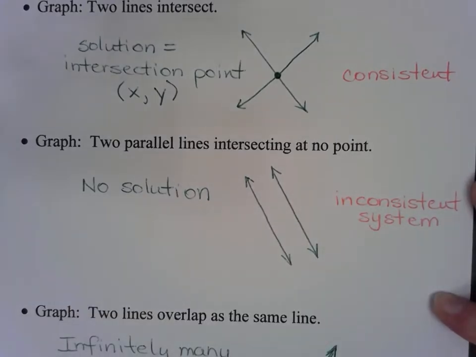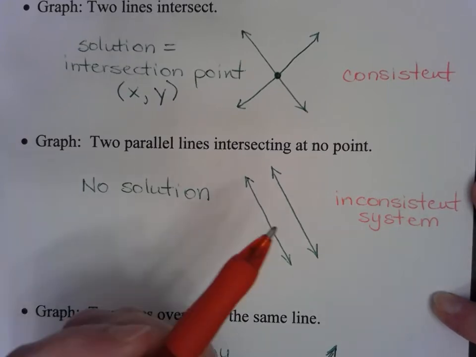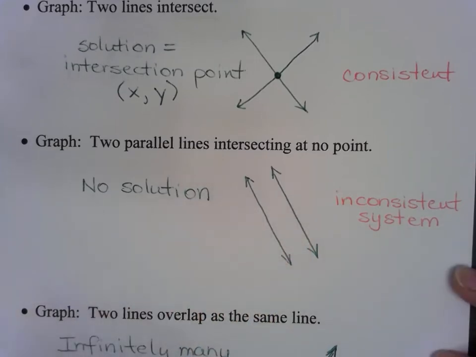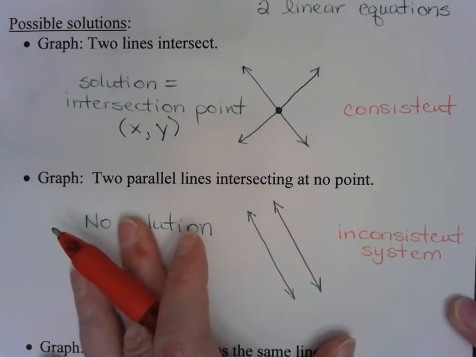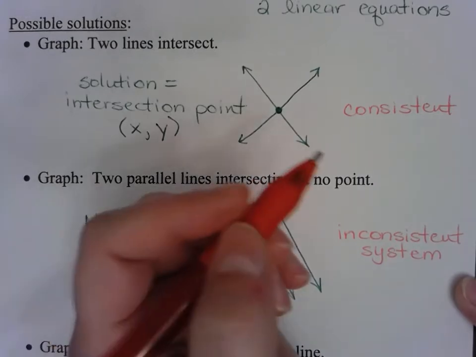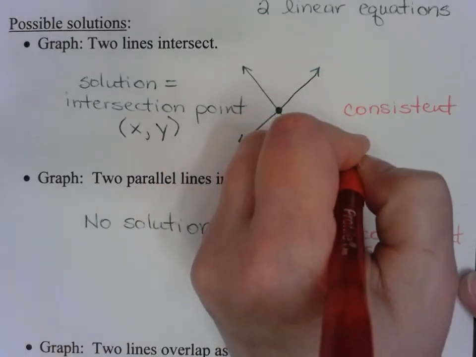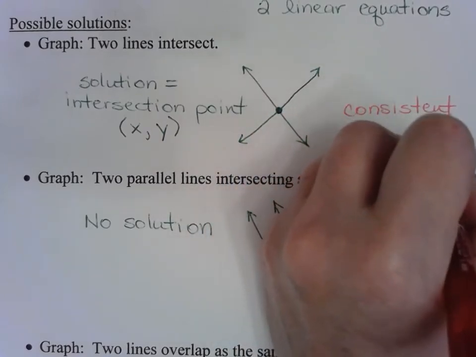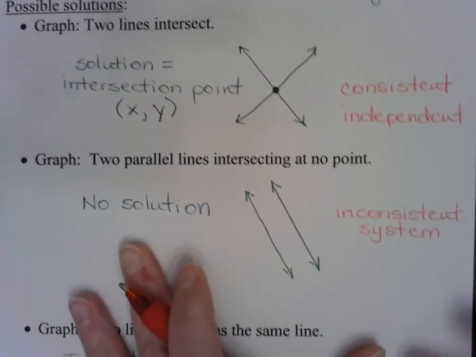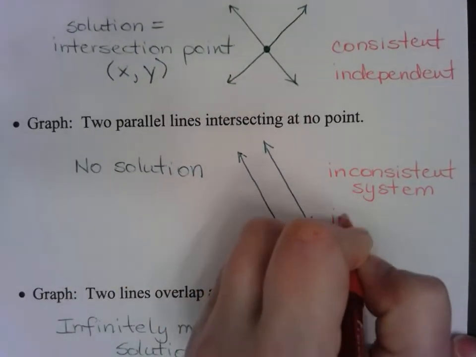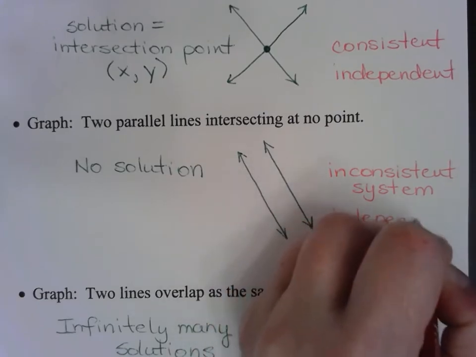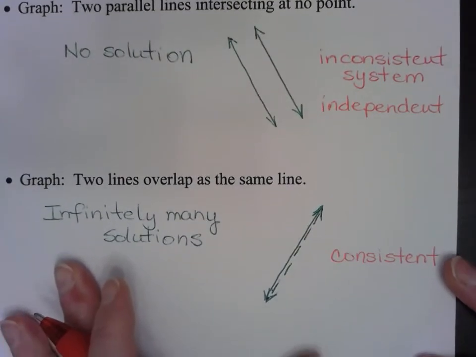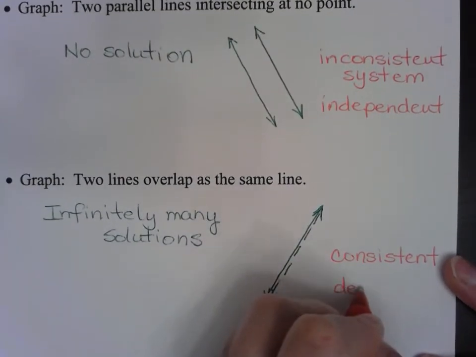Okay, there's another set of descriptive words for these as well, and that describes the equation. So if I have two separate lines, they're called independent equations, right? So this would be independent. Two different lines there. These would be independent. But because the last one, they overlap to be the same line, these are called dependent.